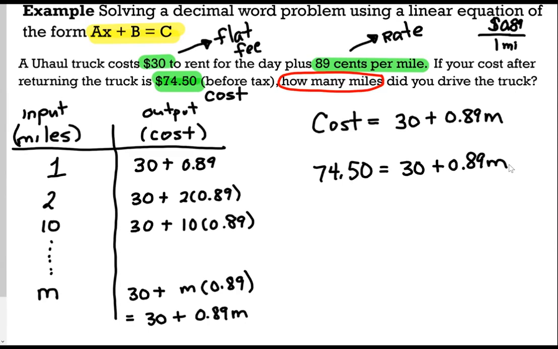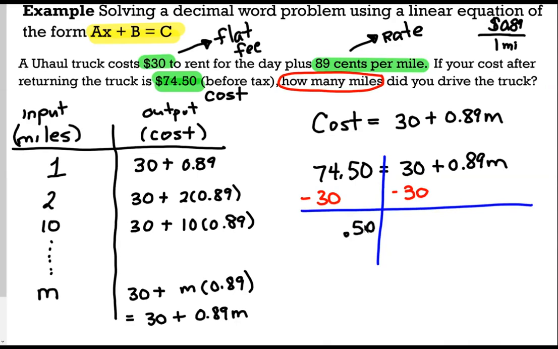At this point, we just need to solve it for m now. So I'm going to use my good algebra skills. And I look to see here, I want to add or subtract. So I'm going to subtract 30 on each side. Okay, so we're going to get 4 minus 0 is 4. 7 minus 3 is 4, equal to 0.89 m.